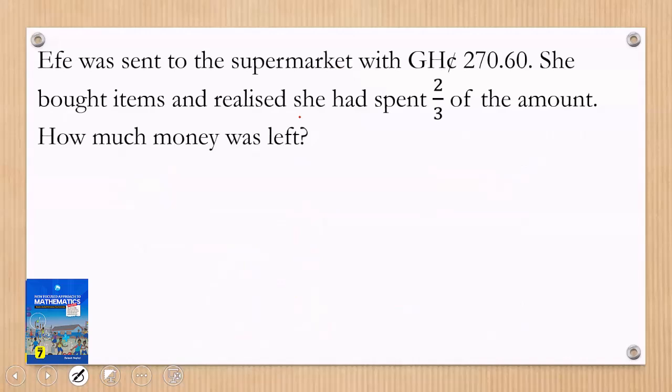She was sent to the supermarket with 270.60, that is 270 Ghana cedis, 60 pesewas. She bought items and realized she had spent 2/3 of the amount. How much money was left? Okay, so she has spent 2/3 of the amount.